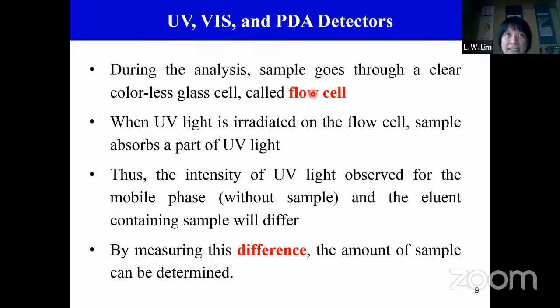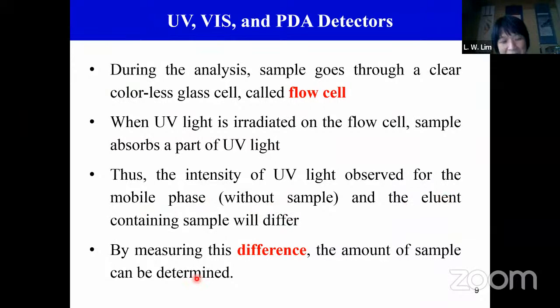That is for a normal HPLC system. But for a capillary system, we have to change the flow cell from time to time, and you need some technique for that. Anyway, when the UV light is irradiated on the flow cell, the sample absorbs a part of the UV light. That's why this kind of detector is called an absorbance detector. The intensity of the UV light observed for the mobile phase without the sample and the eluent containing the sample will be different.